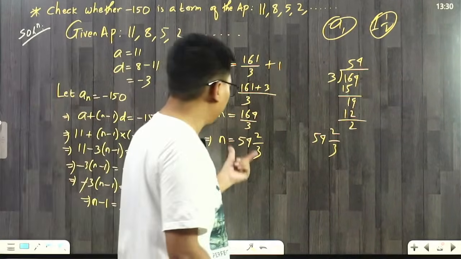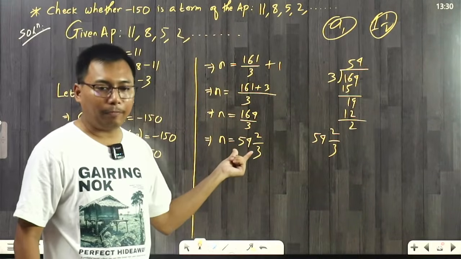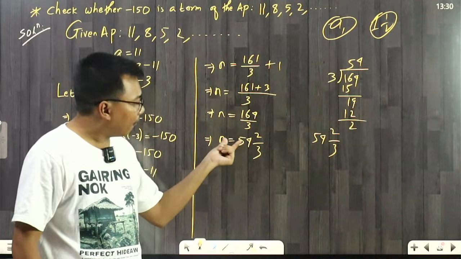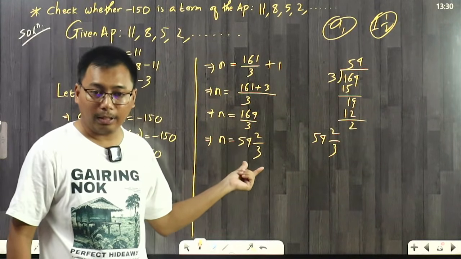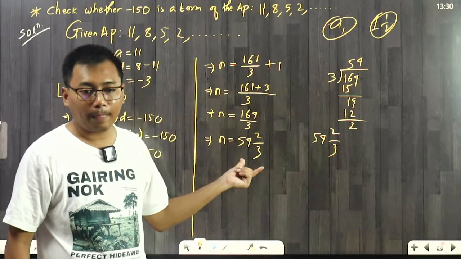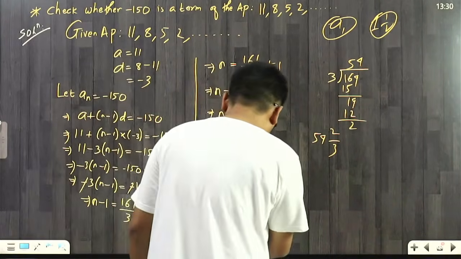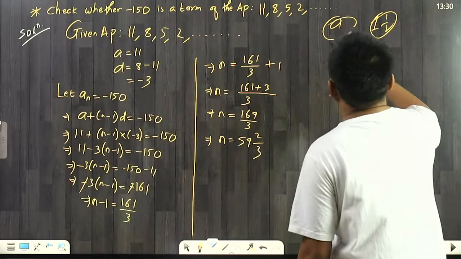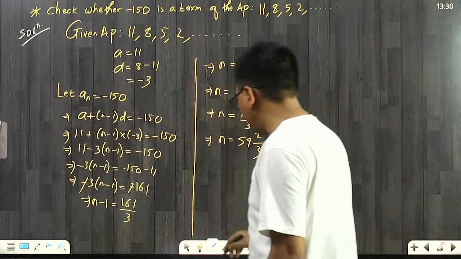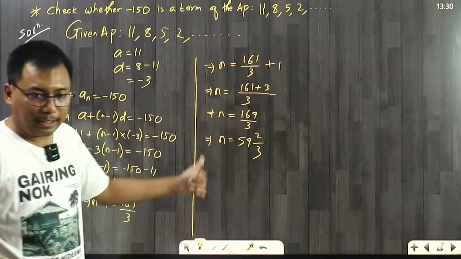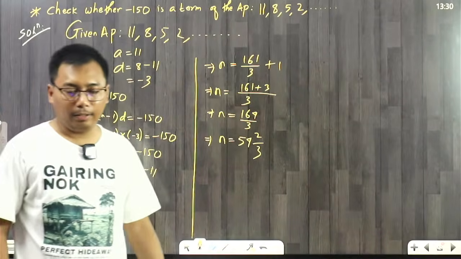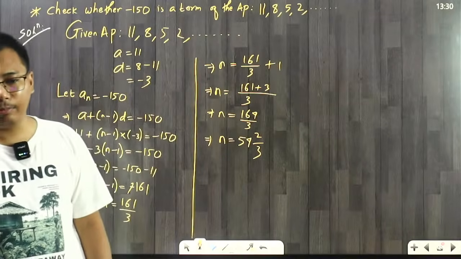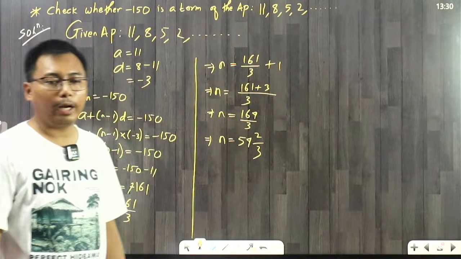After the 54th term will be the 55th term. But here it's saying 54 2 by 3 term. So will this kind of term exist? No, this kind of term doesn't exist. It cannot be a fraction. It has to be a natural number. This N has to be a natural number. And we know that natural numbers start from 1. Counting numbers is what we call natural numbers. Where do we count from? We start from 1, right? 1, 2, 3, 4.